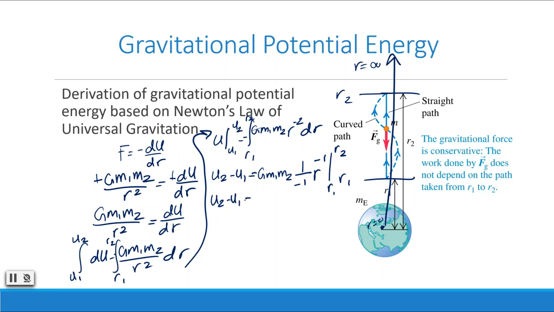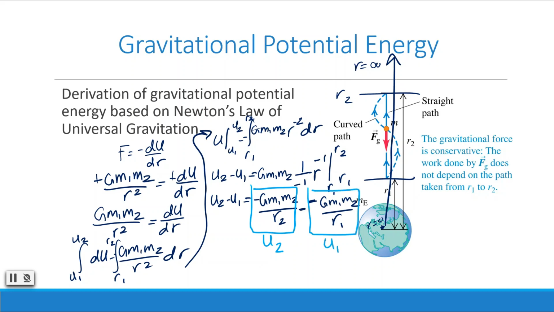So I get U2 minus U1 is equal to negative G M1 M2 over r2 minus a negative G M1 M2 over r1. So if we look at this, we have U2 minus U1. If I compare the left side with the right side, this right here has to be U2, and this right there has to be U1. So in general, we can define our gravitational potential energy as being negative G M1 M2 over r. And you can use just the general definition of a conservative force to find that.